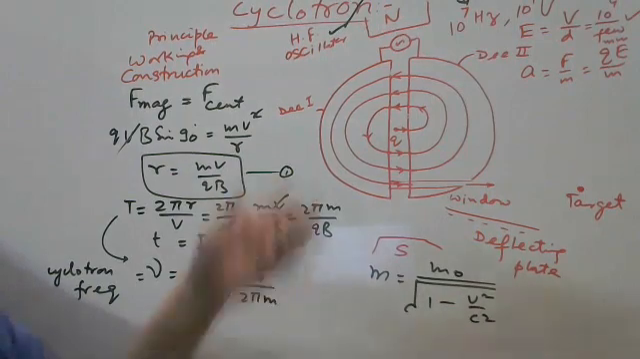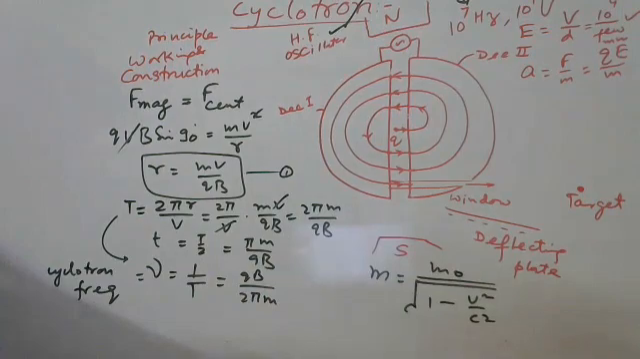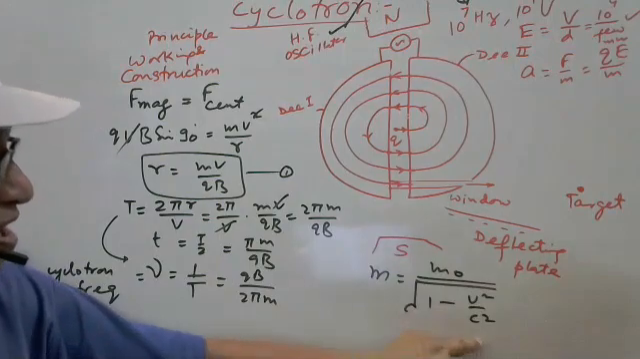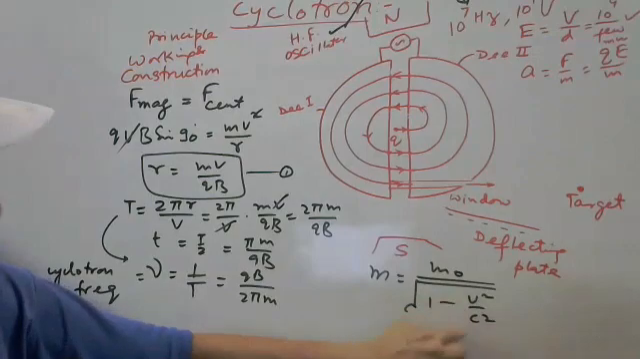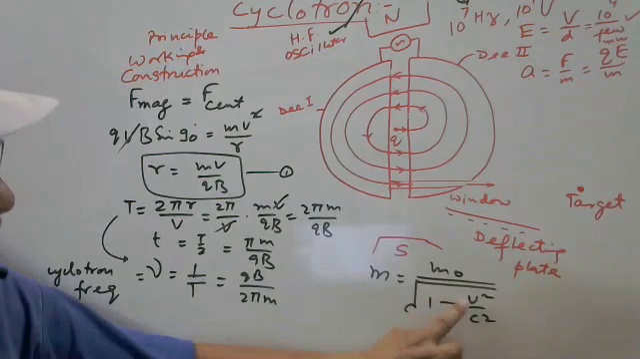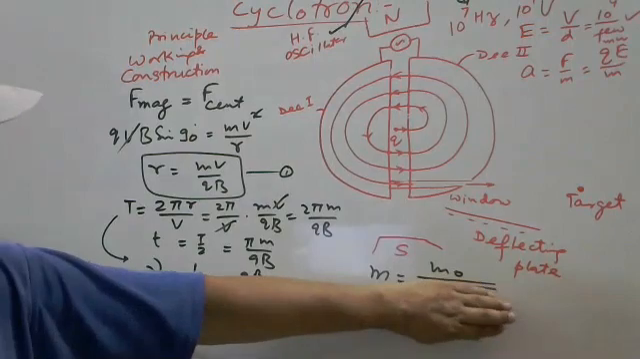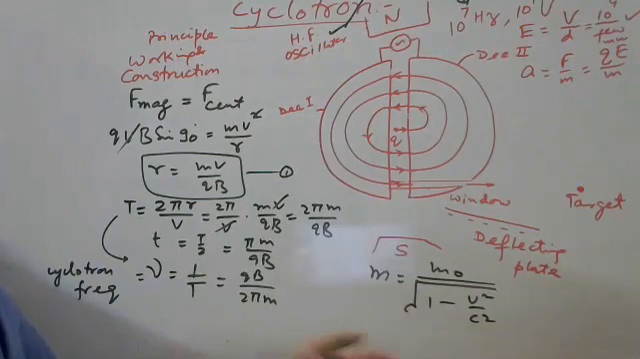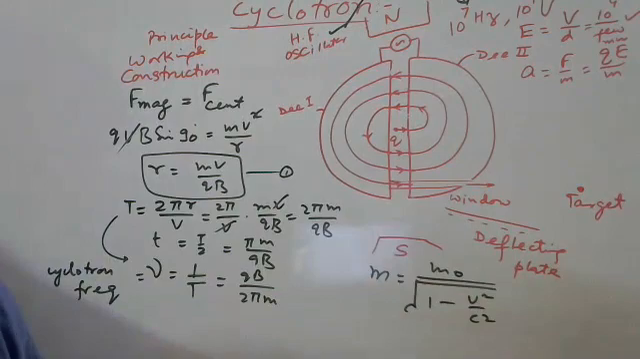But suppose in the cyclotron the speed increases and approaches, not exactly equal to, the velocity of light. If v is approaching c, v upon c is close to 1, so 1 minus something. Suppose v is equal to c, actually it is not, then this is 0. If it is 0, mass will be infinite. Suppose this quantity is approaching 0, it is very small, so mass is not a constant quantity.